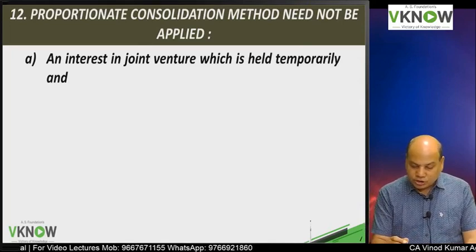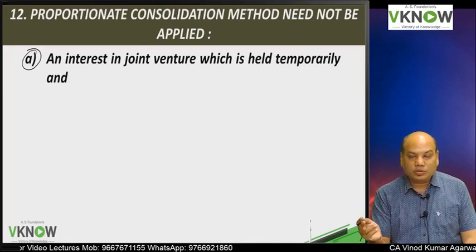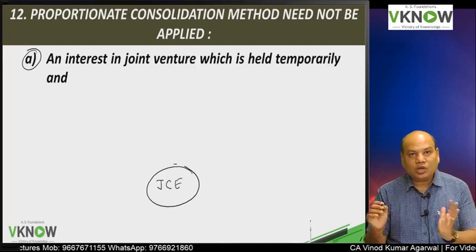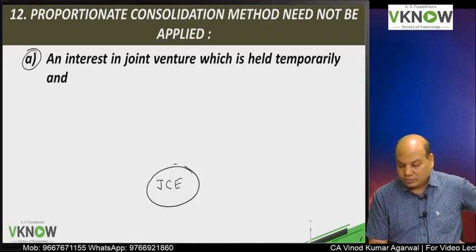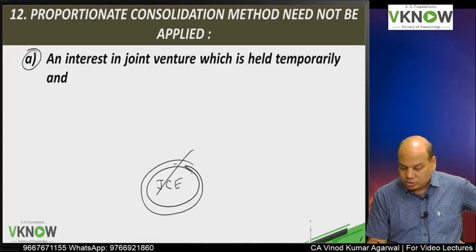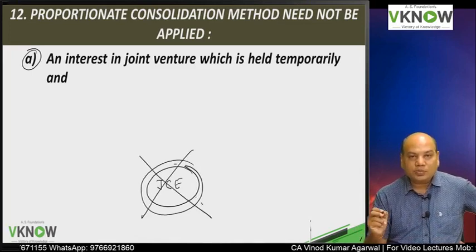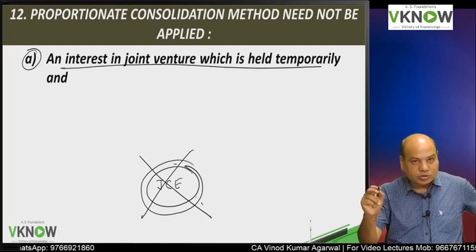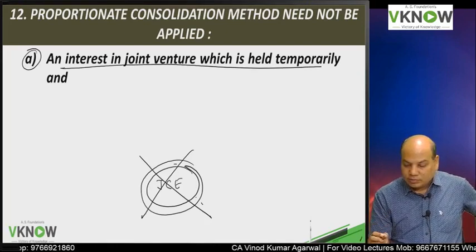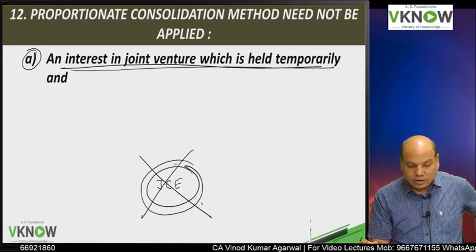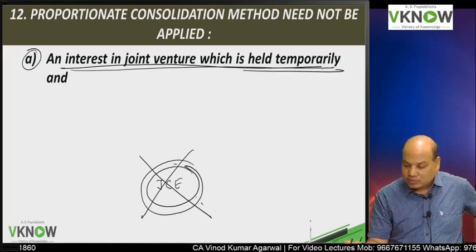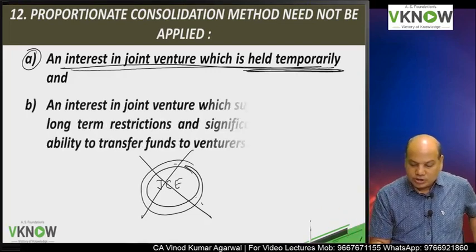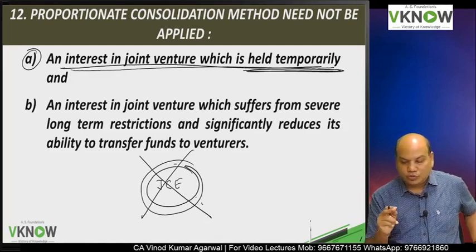When will proportionate consolidation method not be followed? So this paragraph was there in AS 23 also. You have a jointly controlled entity, but the standard says you need not apply proportionate consolidation method. When? This is a theory question also in the book at the end. When the interest in joint venture is held temporarily. Underline, temporarily means the objective is to dispose in the near future.